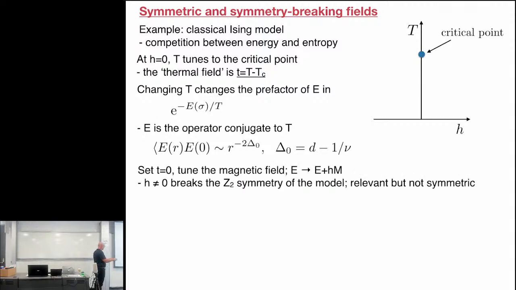Okay, so this symmetric energy, or T, whatever you prefer, is a symmetric field in the sense that we don't change the symmetry of the system when we change the temperature. But you can also do the magnetic field, and then we do change the symmetry, right? So is this the energy density correlation? Yes, it should be. It doesn't really matter.